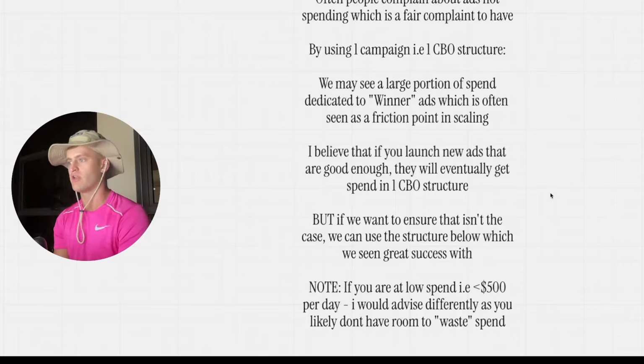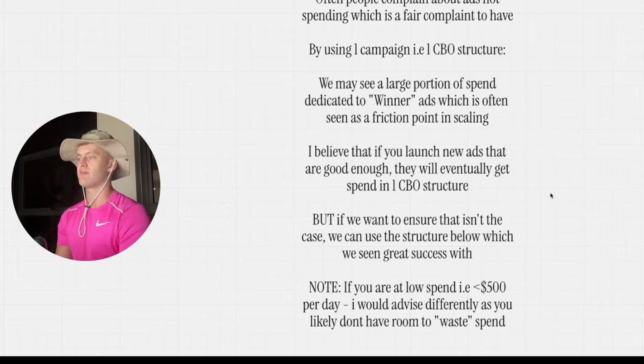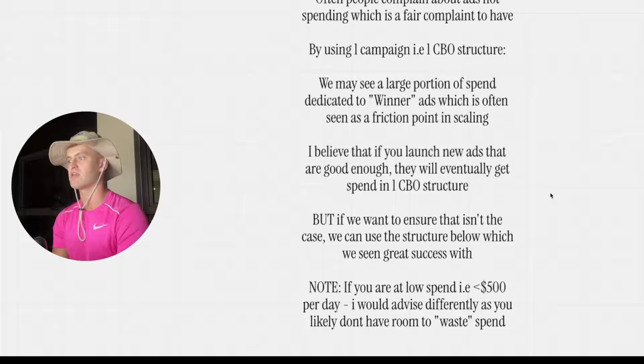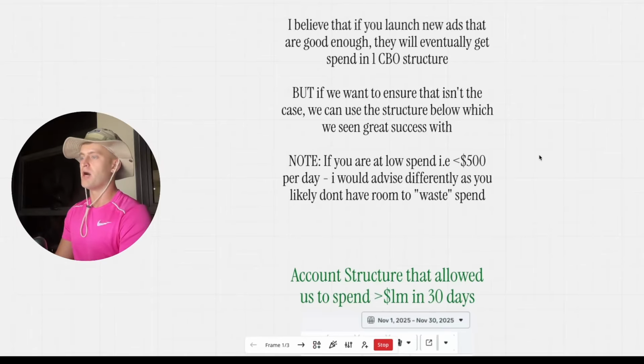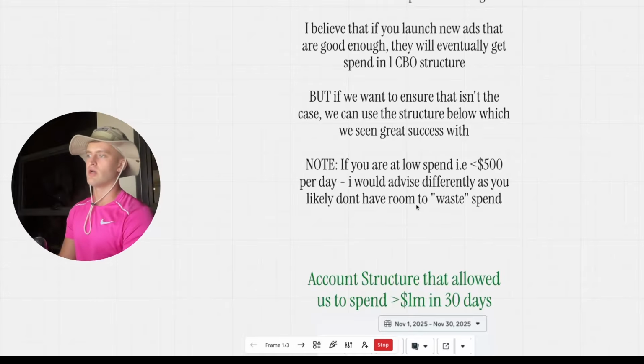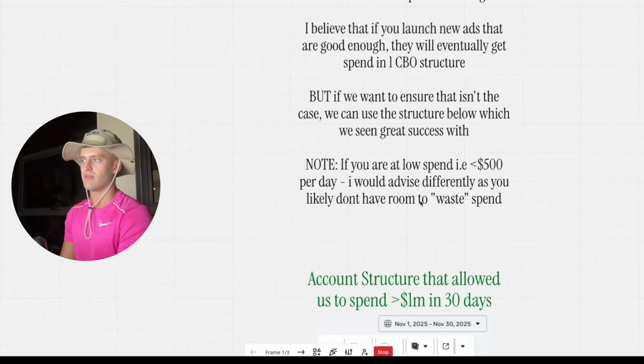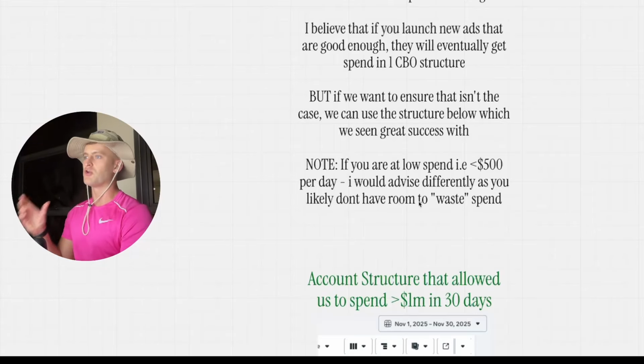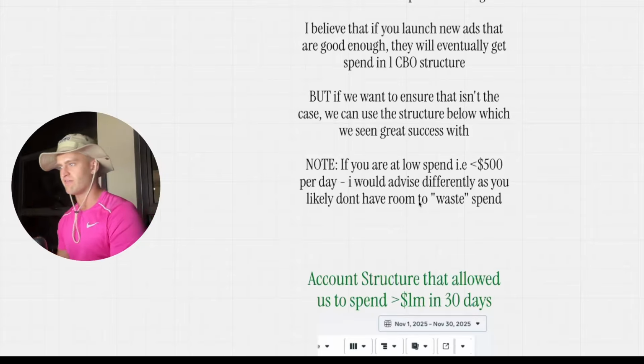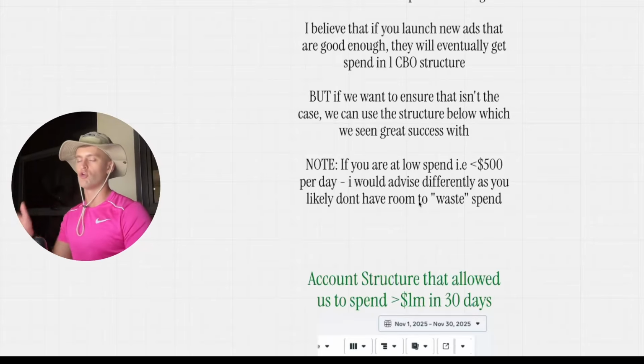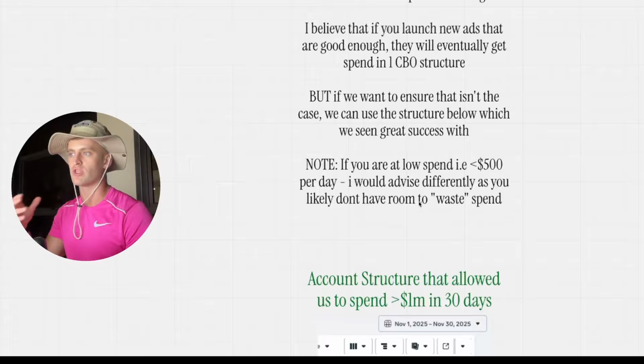But if we want to ensure that that's not the case, we could launch ABOs and be more specific with our spend to isolate data and take learnings from that, which I think is a good thing as well. But one thing that's important to note, if you are at low spend, say under $500, you're likely going to have to get advised in a different way because you've not got the opportunity or room to waste spend like we would in an ABO.